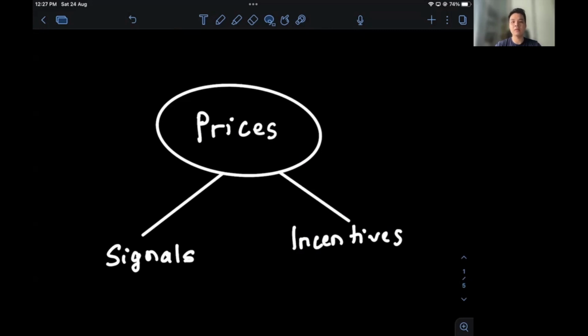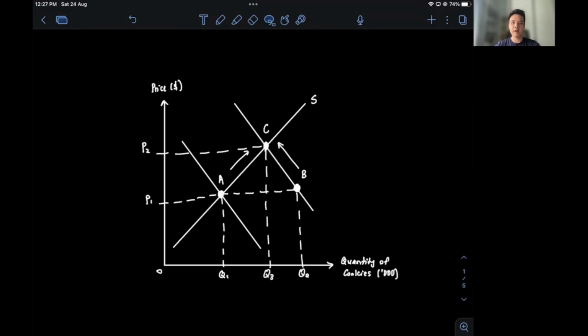new information. I know that this definition sounds a bit abstract, so let us use an example to simplify the difference between prices as signals and incentives. So imagine you run a home-based business selling vegan cookies. So you bake and sell vegan cookies to people from the comfort of your home. And now imagine for some reason, vegan cookies go viral on TikTok because of some new trend.